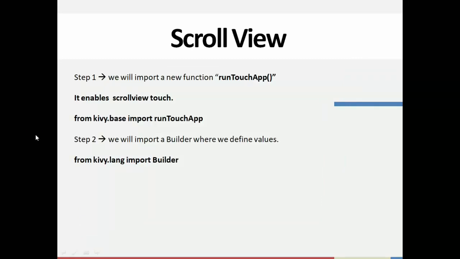First of all, we'll import a new function called runTouchApp, which is available in the Kivy library. When we are importing the runTouchApp, it enables the Scrollview touch. The code for that is from kivy.base import runTouchApp. Then we'll import a Builder where we define values such as the text and then its size, height, and the scroll view, x-axis value, y-axis value. All the steps we are going to define in the Builder. For using that, we are going to import Builder from kivy.lang, which is another class library file.